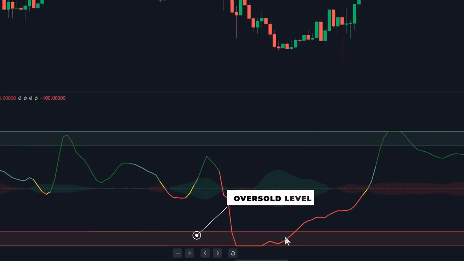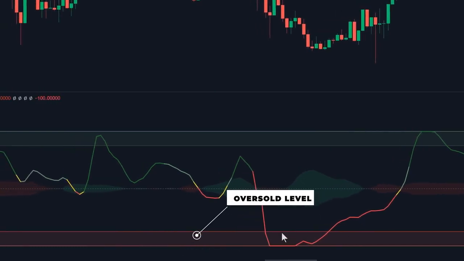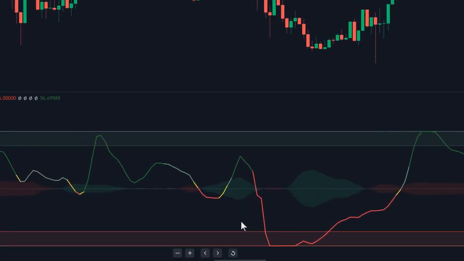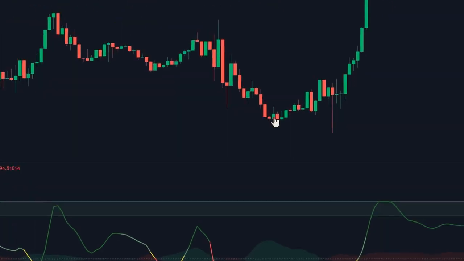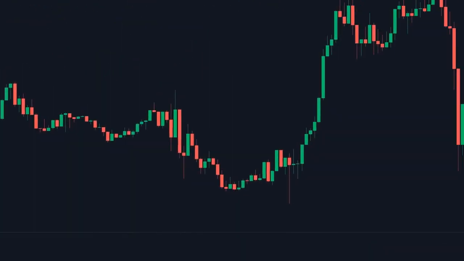This bottom level is called the oversold level, and it represents the minimum extremity for this indicator's analysis. When the signal line gets into this level, it indicates that the market is oversold, which further signals a potential reversal of a bearish trend.